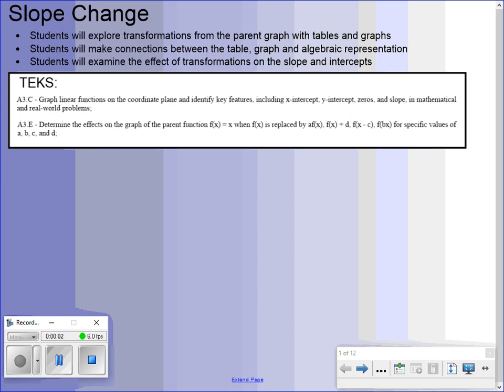In this lesson, we're going to be talking about our third and final type of transformation, which involves slope change. The technical term that we have here is called horizontal and vertical stretches and compressions. By the end of this lesson, you should be able to graph a new line given its new slope, write the equation of a new line, and describe the type of transformation that is occurring.